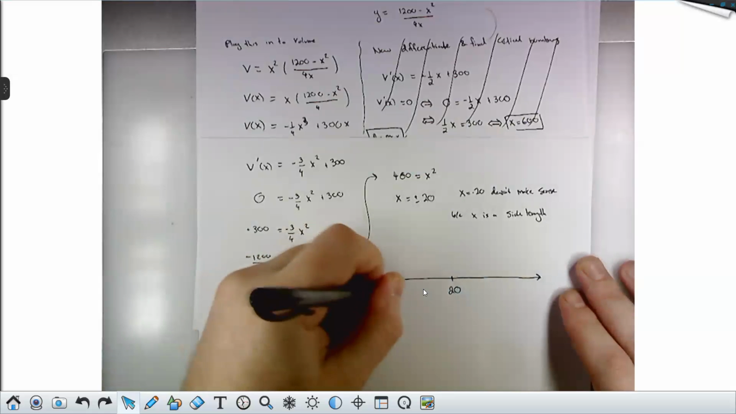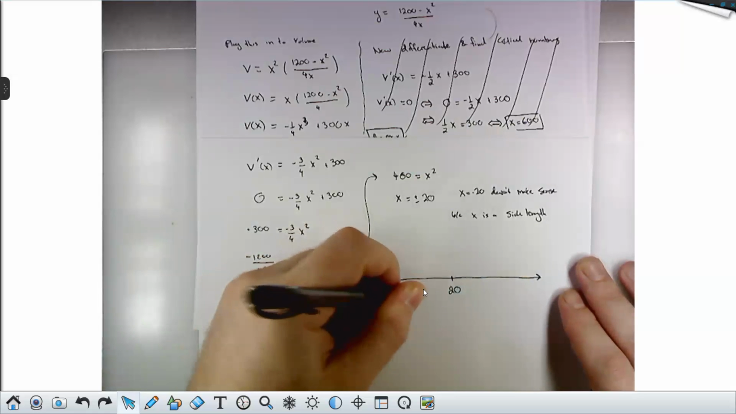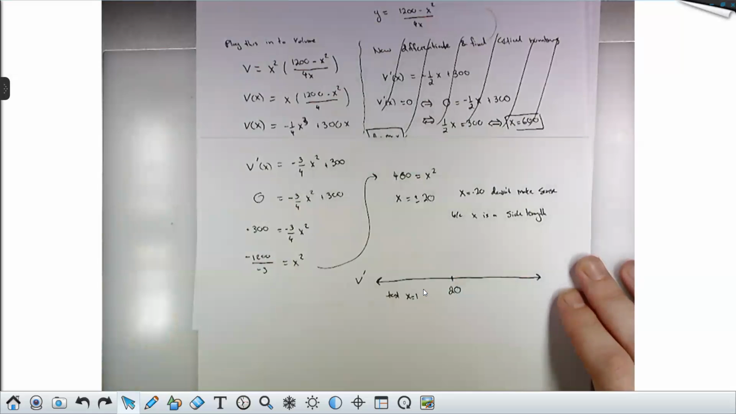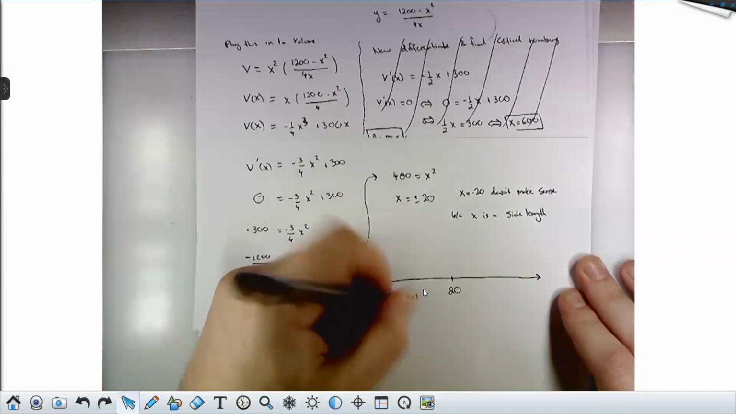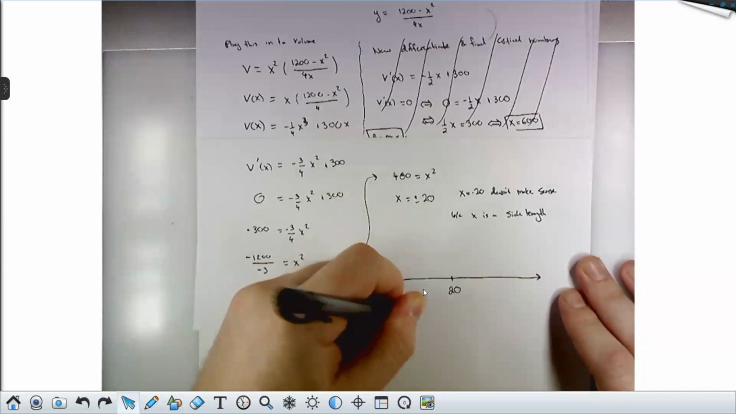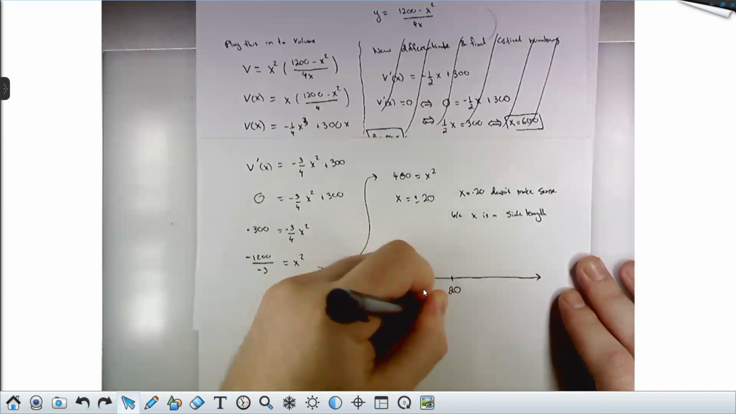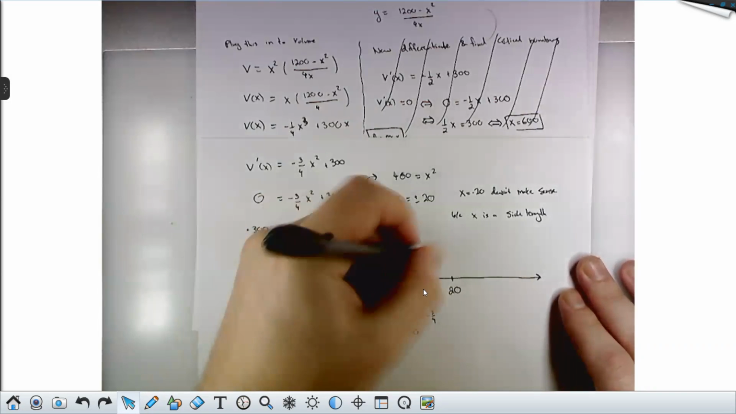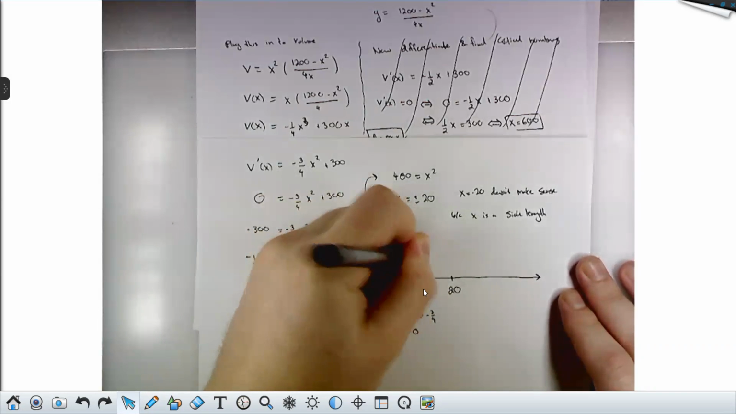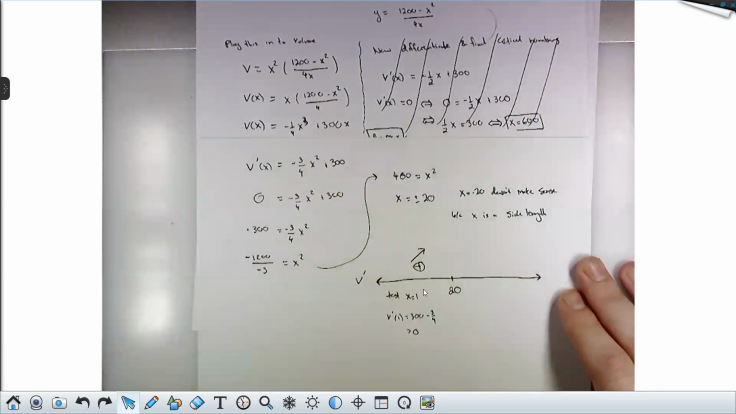If I test x equals 1 over here in v primed, then I'll have 300 minus 3/4. V primed of 1 is 300 minus 3/4, which is definitely a positive number. So we're increasing everywhere over here.